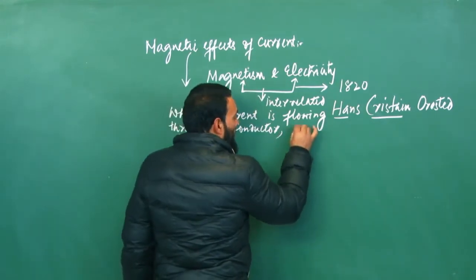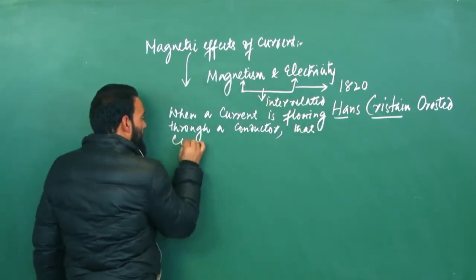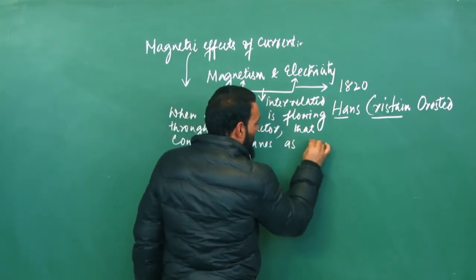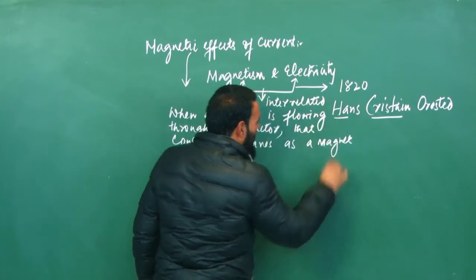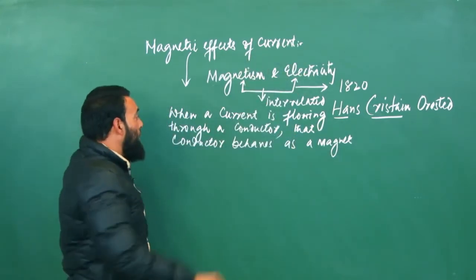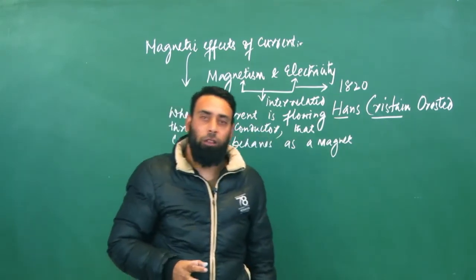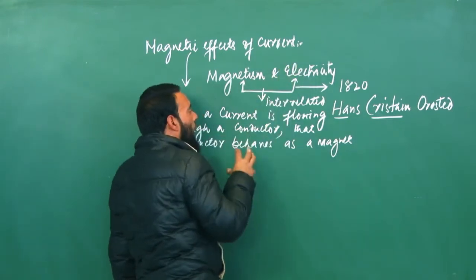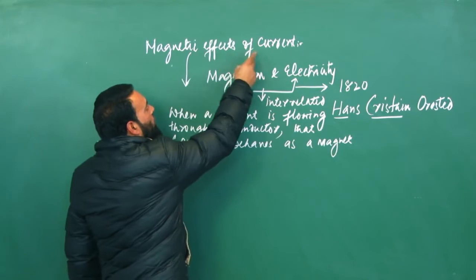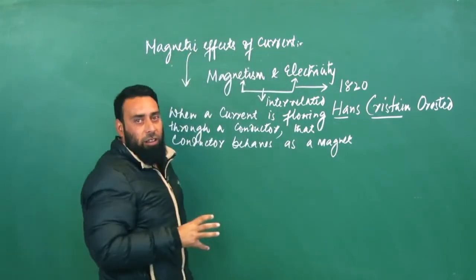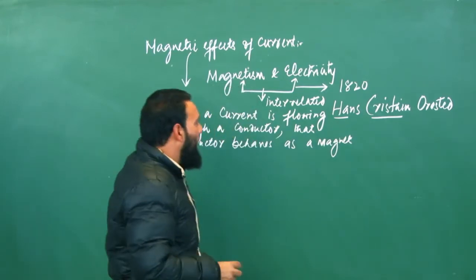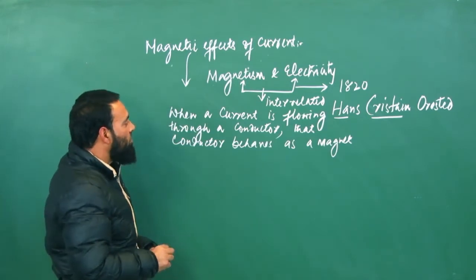So if we generalize this statement, we can say that by passing electricity through any conductor, magnetism is produced in that conductor. Rather, we can say the magnetic properties are produced when a current is flowing through the conductor, and this effect was known as the magnetic effects of current. That is, it is the effect of current that produces magnetic effects in the conductor. So this is why we call it the magnetic effects of current. This effect is only possible when current is flowing through the conductor. And this was discovered in 1820 by Hans Christian Ørsted, a great physicist.